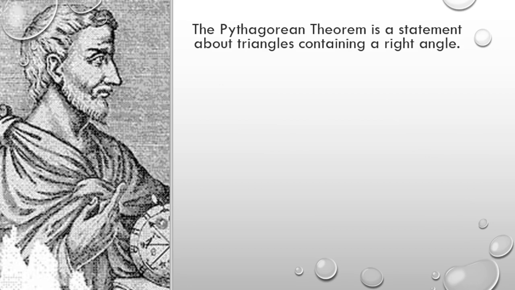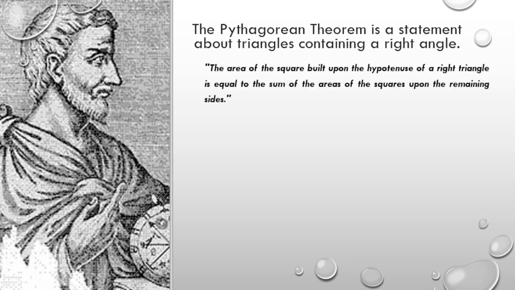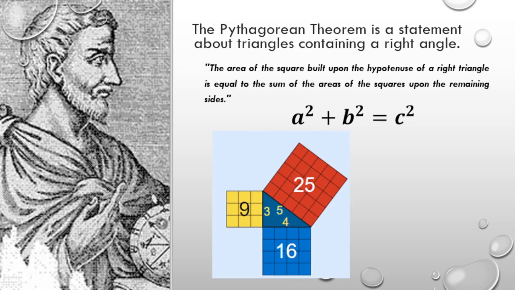The Pythagorean theorem is a statement about triangles containing a right angle. The statement is: the area of a square built upon the hypotenuse of a right triangle is equal to the sum of the areas of the squares upon the remaining sides. The equation of the Pythagorean theorem is a squared plus b squared is equal to c squared. The Pythagorean theorem will be proven using this illustration.